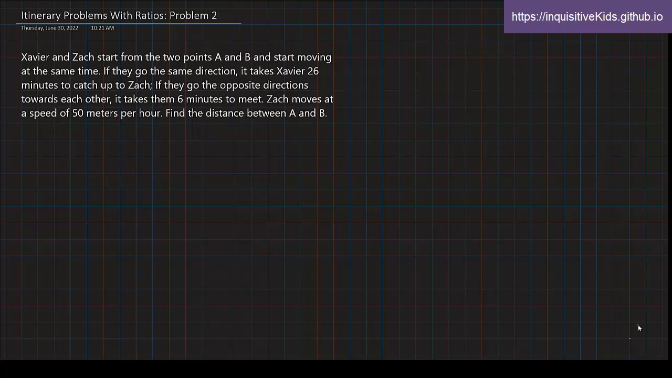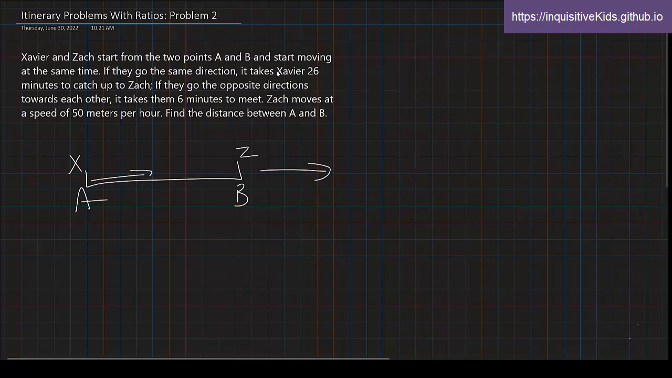Problem 2. Xavier and Zach start from the 2 points A and B and start moving at the same time. If they go in the same direction, meaning this is A and this is B, Xavier is here, Zach is over here. And if they all go this way. And we know it's going this way because it says it takes Xavier 26 minutes to catch up to Zach.